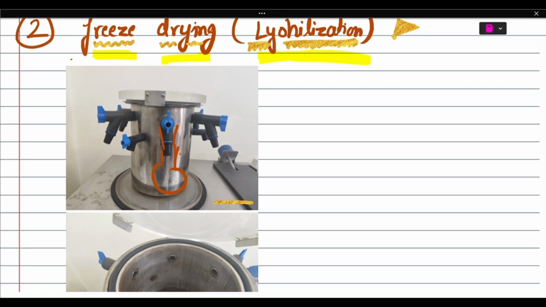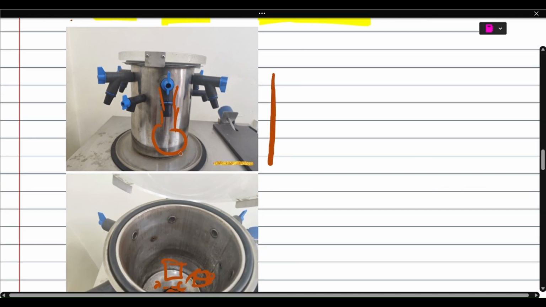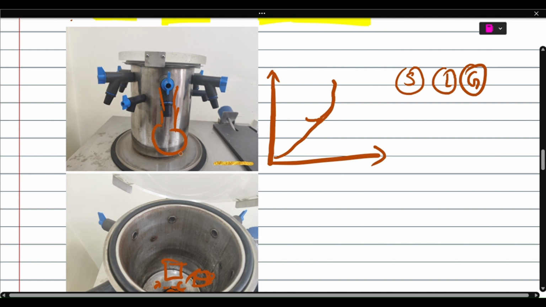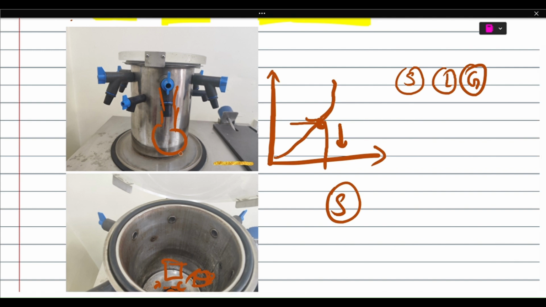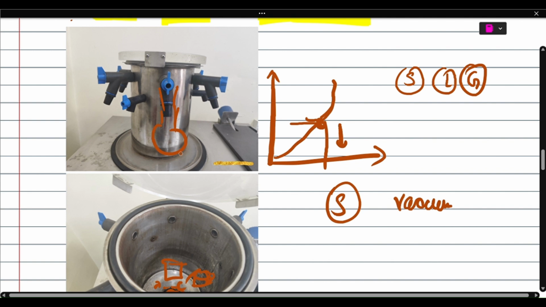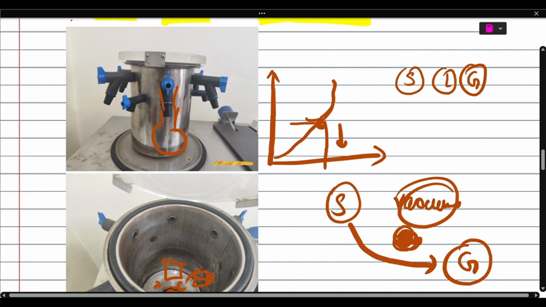So the principle behind freeze drying is that if you talk about the state of water, you know that water exists in three states: solid, liquid, and gaseous. But there is a point in temperature where water can exist in all these three states. If we decrease the temperature below that, we freeze the water to the solid state. But in that state, if we apply a vacuum, this solid can directly turn into gas without turning into liquid, which is your process of sublimation.